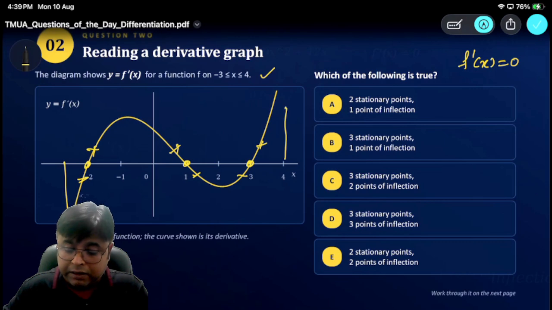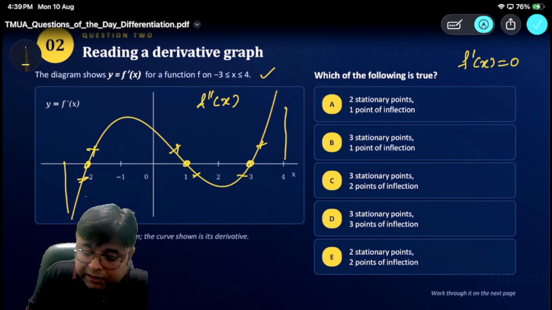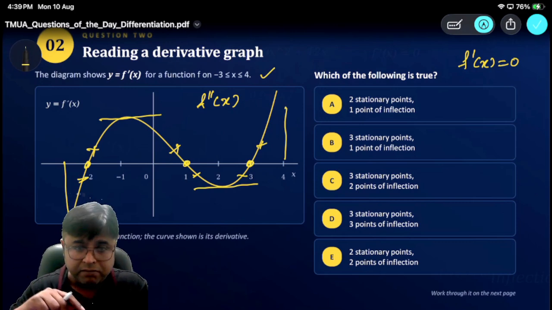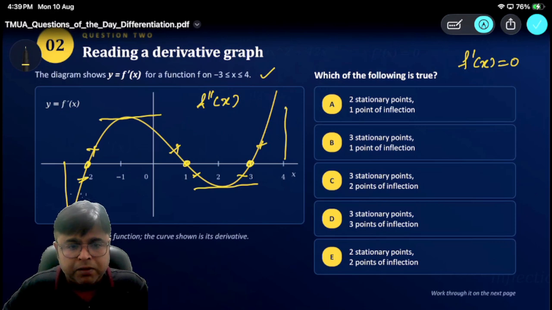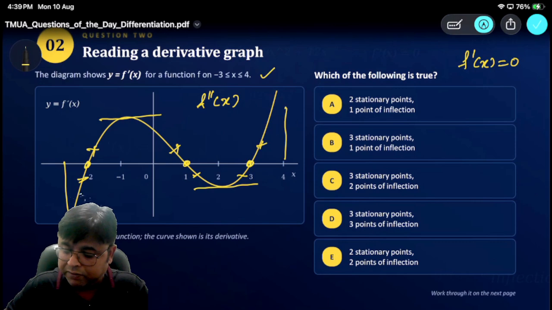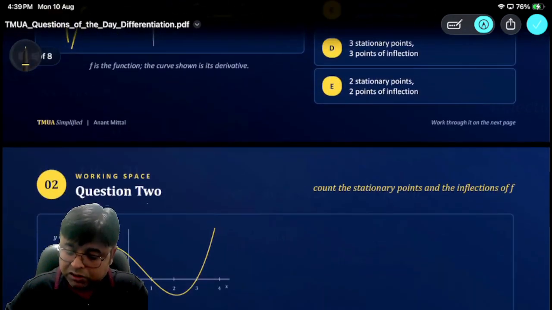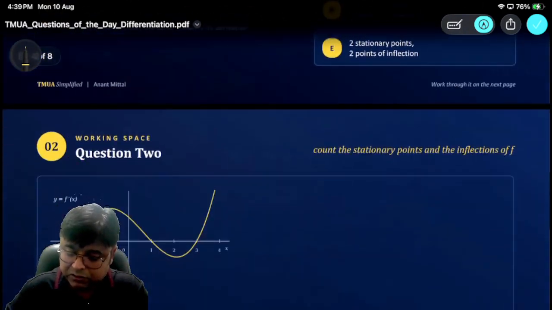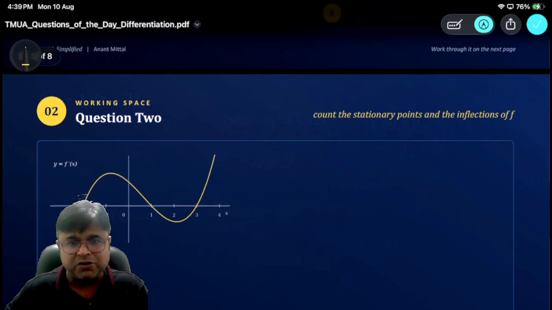And if I differentiate this function again, I'm going to get f double dash x. Now f double dash x is 0 where the tangent is parallel to the x axis. So in the f dash x graph, wherever you have a point of maxima or minima for f dash x, those are the points of inflection for the original function. So there are 2 points of inflection. So we have three stationary points and 2 points of inflection. So C is the correct answer, right? So this is how we can go about this question.